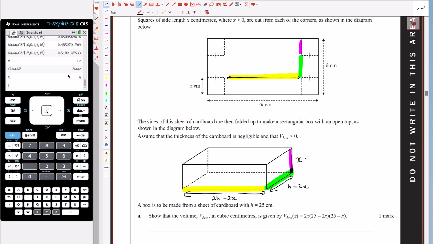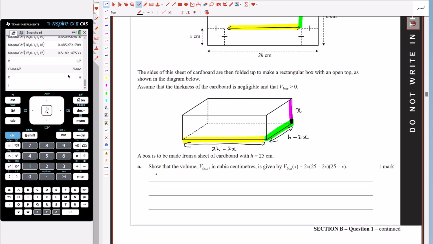And so x is the height of the box. And so therefore the volume of the box, using the same notation as the question, is going to be equal to (2h minus 2x) times (h minus 2x) times x, and then we obviously just need to manipulate it to get it in the right form. We want h to be 25. Okay, so let me just tidy this up first.